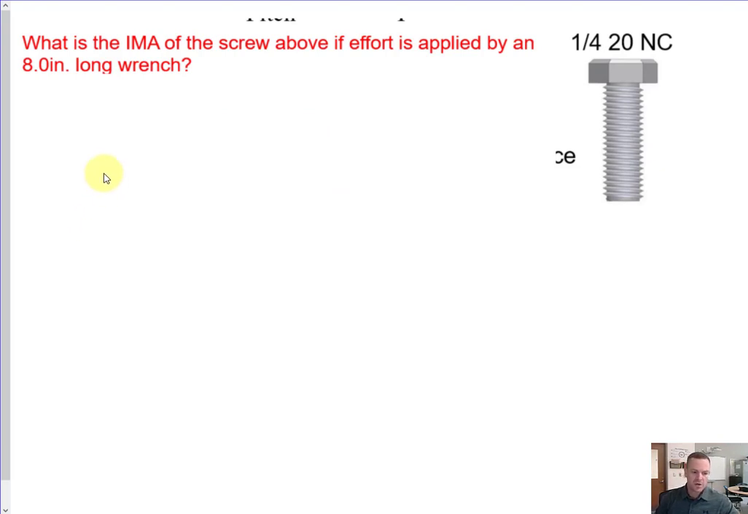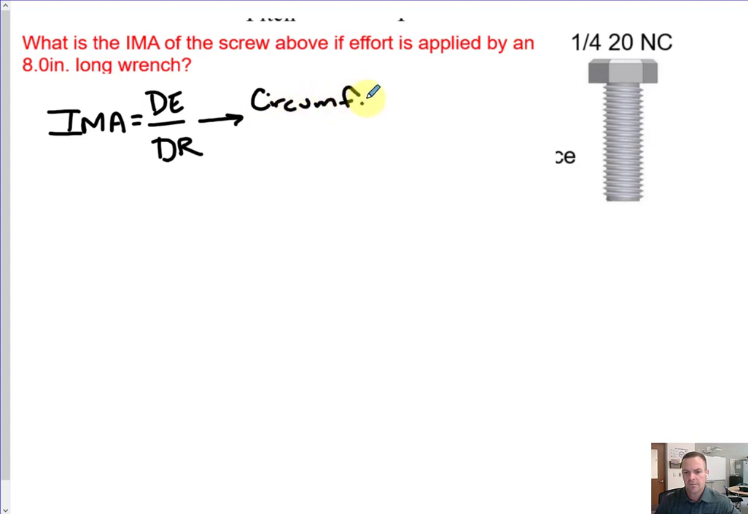So let's start with this problem. IMA is equal to dE over dr. But dE can be known as circumference. So it can be circumference. And the distance to the resistance that the resistance is going to travel is going to be pitch.